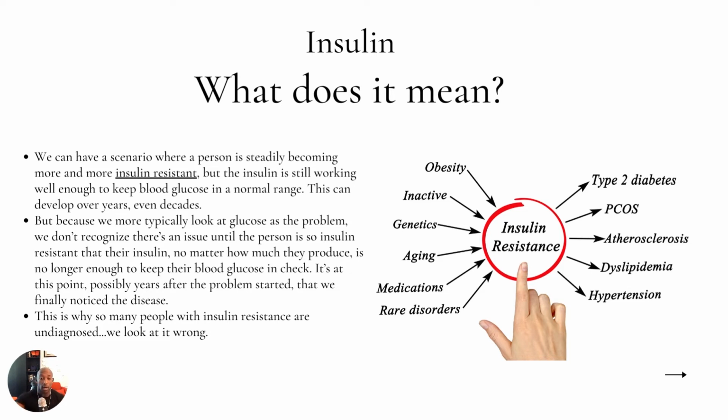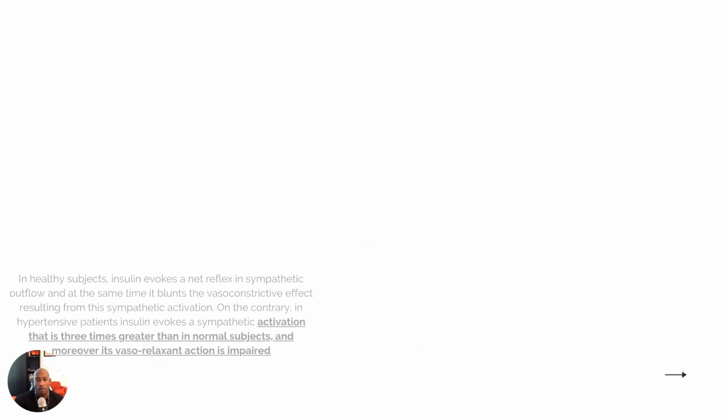And then you can see over here in this little chart that there are a lot of things that contribute to insulin resistance, from inactivity, genetics, aging, medications, rare disorders, obesity. And the result is you have type 2 diabetes, PCOS, you have clogged arteries, dyslipidemia, hypertension.